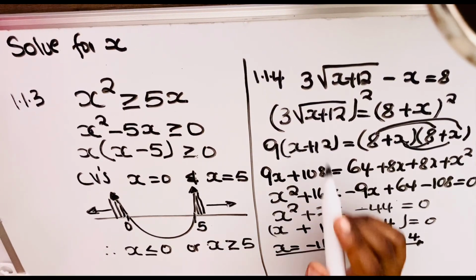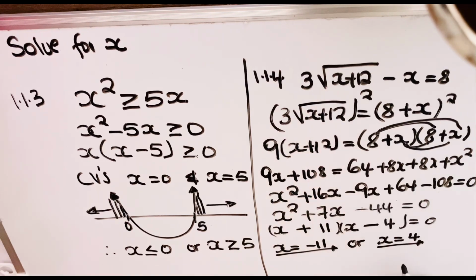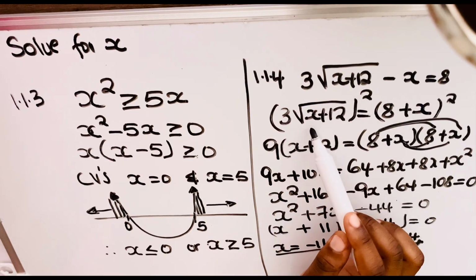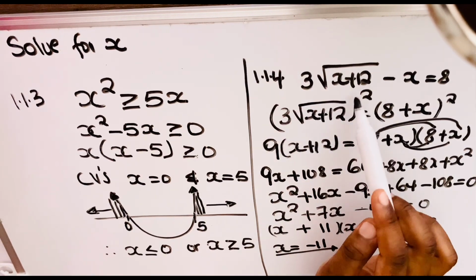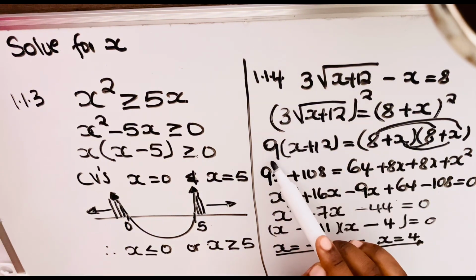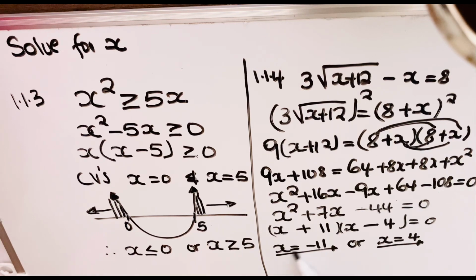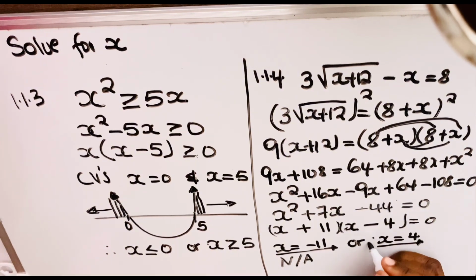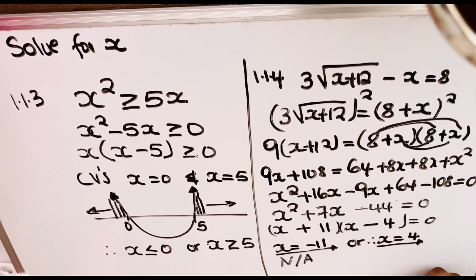Always in this equation with the roots, you need to check the solution. Back to here, before you introduced the square, the root was positive. It also gave us a positive number. So this simply means it can't give us a negative value of x. We therefore conclude that negative 11 is not applicable. The perfect answer is positive 4.